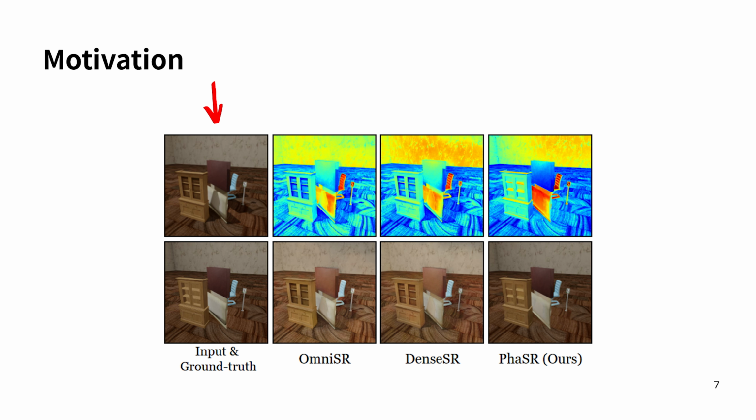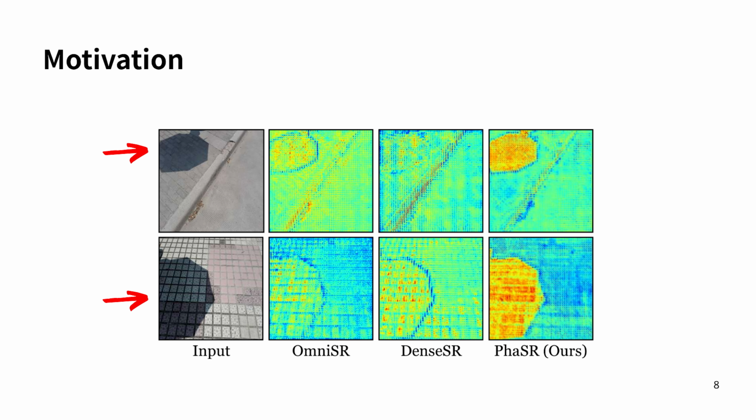However, we identify a critical problem. Even SOTA methods like OmniSR and DenseSR, which already integrate these priors, still fail to accurately localize shadows under complex lighting. As shown in the feature maps, their attention activations are diffuse and inconsistent. We believe the root cause is prior misalignment. Geometric and semantic features respond differently to illumination, and without proper alignment, neither prior is effectively utilized.